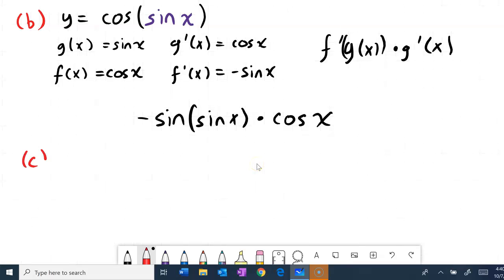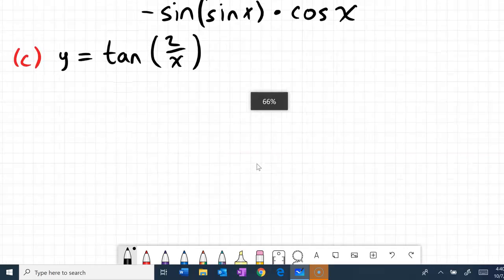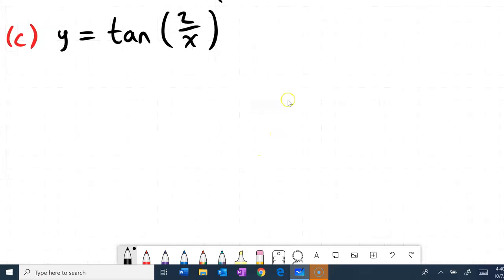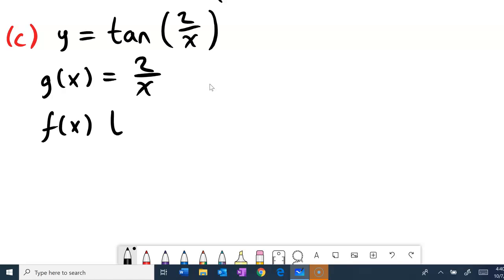So part C was y equals tangent of, and then I'll just write it in the same color, 2 over x. You know what the inside function is. The inside function is 2 over x. That's our g of x. And then our outside function, therefore, should be tangent.